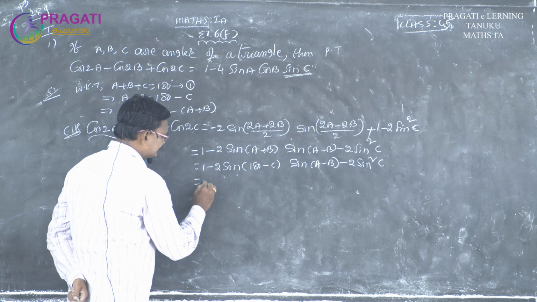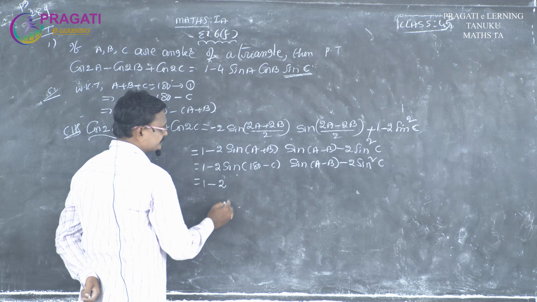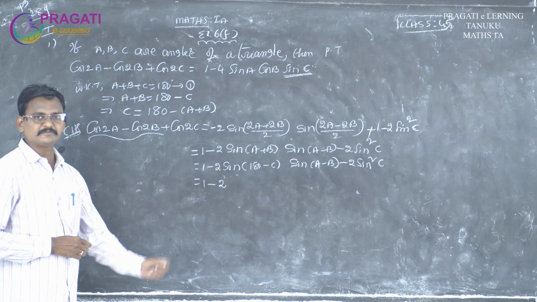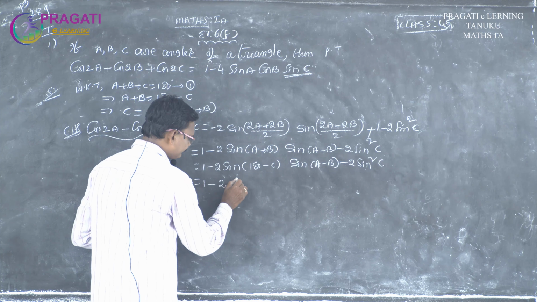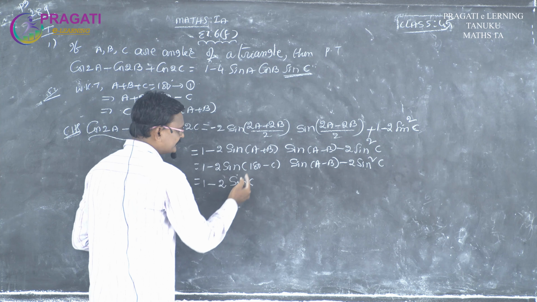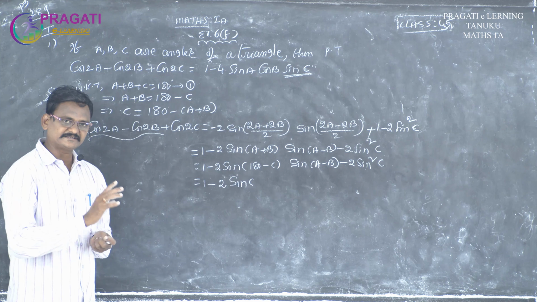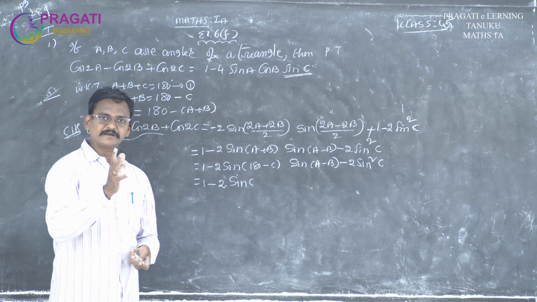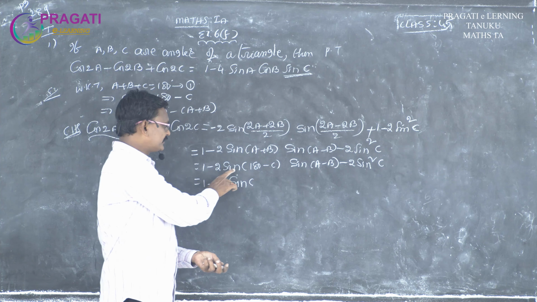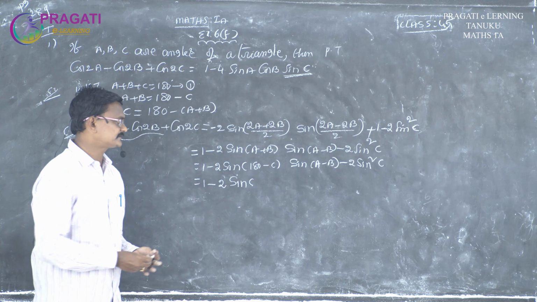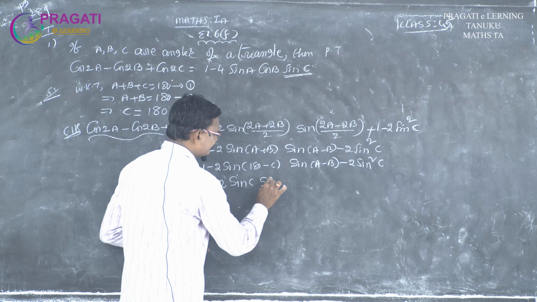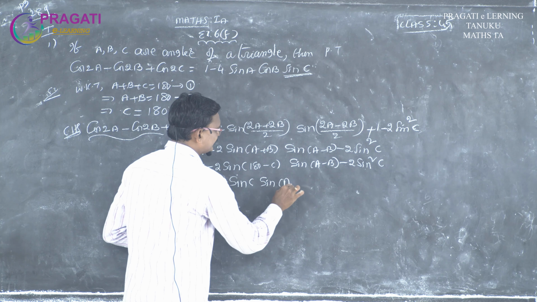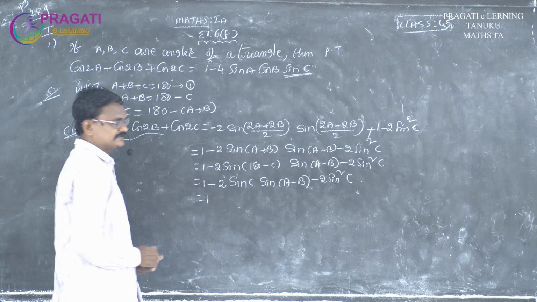Now 1 is as it is, minus 2 is a constant, sin of (180 minus C). With 180 there is no change in function, right? Sin C. Whether it is plus or minus, it is plus, because 180 minus theta means second quadrant, and in the second quadrant sin is positive, so write it as it is. And the next one is sin of (A minus B), minus 2 sin square C. Write constant 1 as it is.